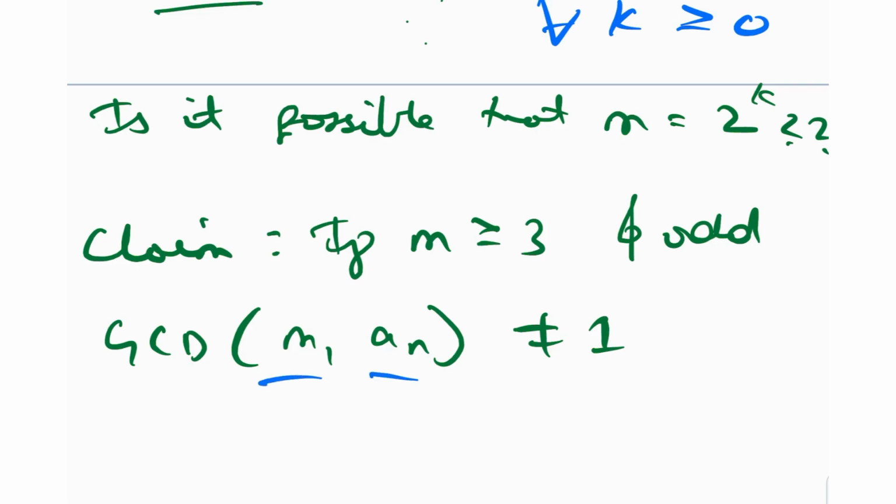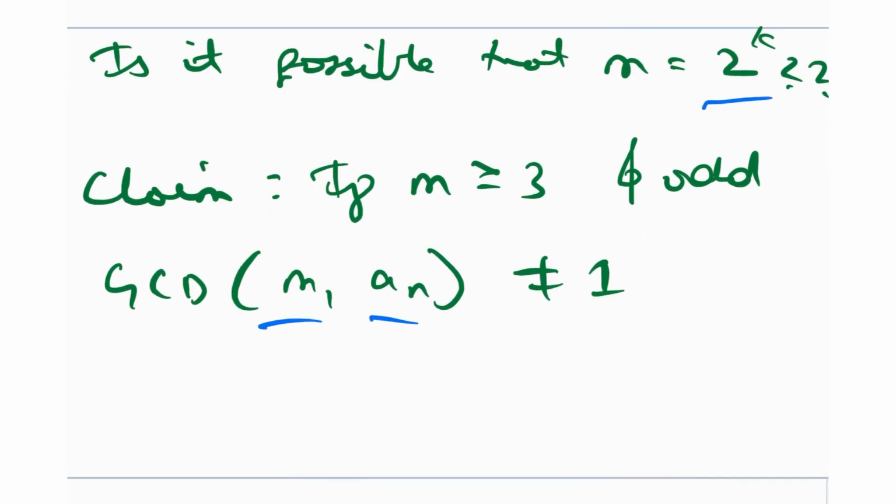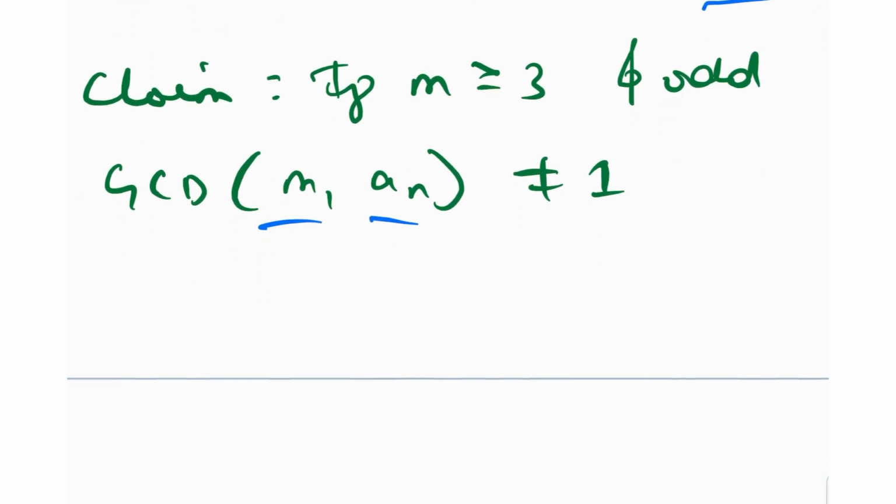So if this claim is true, then m cannot be greater than or equal to 3 and odd. That means m has to be 2 raised to the power k. So if this claim is true, my current hypothesis that m is equal to 2^k holds for all such m. Effectively, I just need to prove this claim, right?